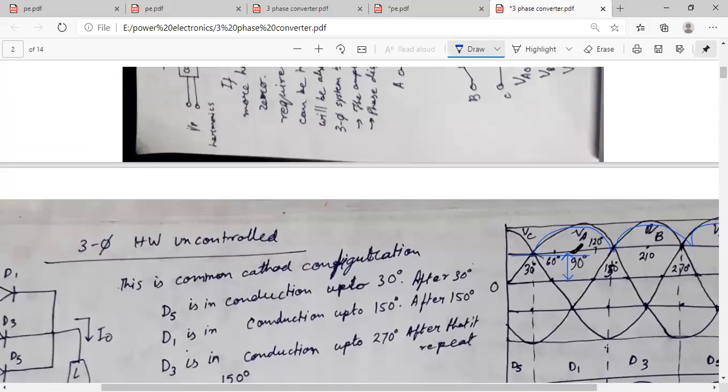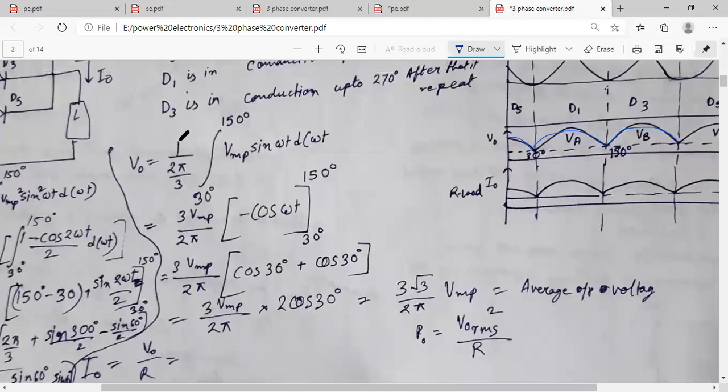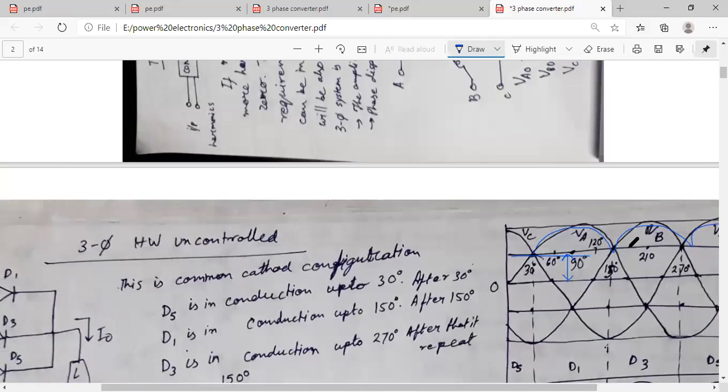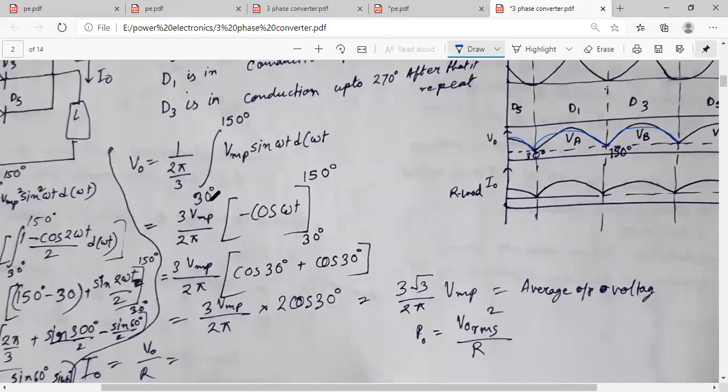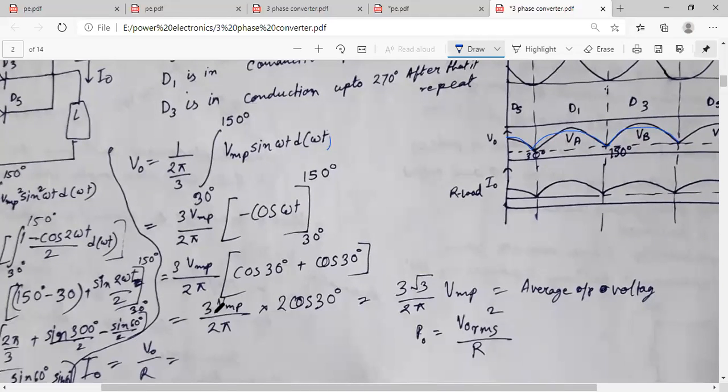So the total angular difference is 120 degree. So 1 by total time is 120 degree, 1 by 2 pi by 3, since it is starting from 30 degree to 150 degree, the limit we are getting is 30 degree to 150 degree. Maximum voltage, peak voltage, Vm, this one is Vm, Vm sin omega t d omega t. And from this integration, we are getting our average voltage 3 root 3 by 2 pi Vm. This is our average.